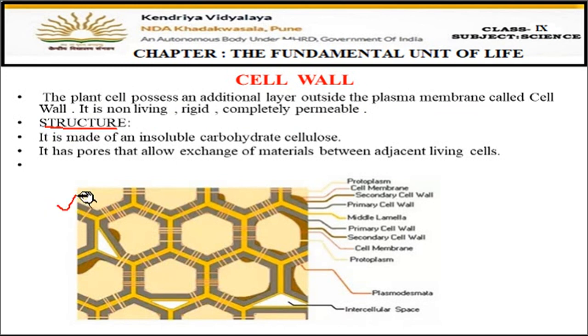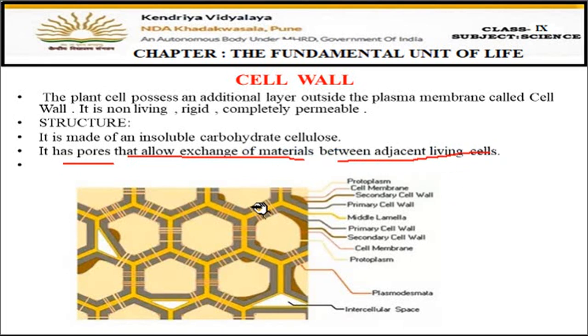Now you have to refer to this diagram. This cell wall is made of an insoluble carbohydrate cellulose. This you have to learn that cell wall is made up of cellulose and cellulose is a carbohydrate. And why are we calling it insoluble? Because this carbohydrate cellulose is insoluble in water. That's why we have written that cell wall is made of an insoluble carbohydrate cellulose. It has pores. Students, this cell wall has pores that allow the exchange of materials between the adjacent living cells.